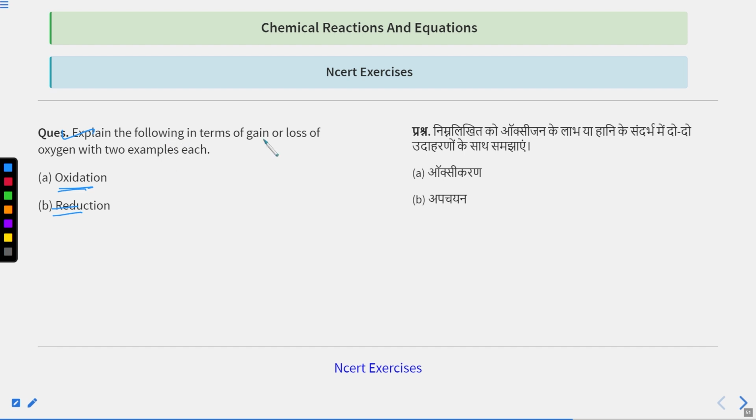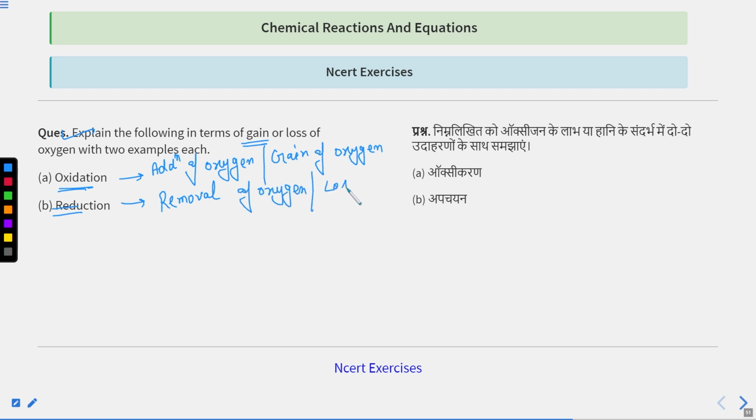So let's understand: explain the following in terms of gain or loss of oxygen. Oxidation means addition of oxygen, reduction means removal of oxygen. So addition of oxygen means oxidation, you can say gain of oxygen, or removal of oxygen means, you can say, loss of oxygen.